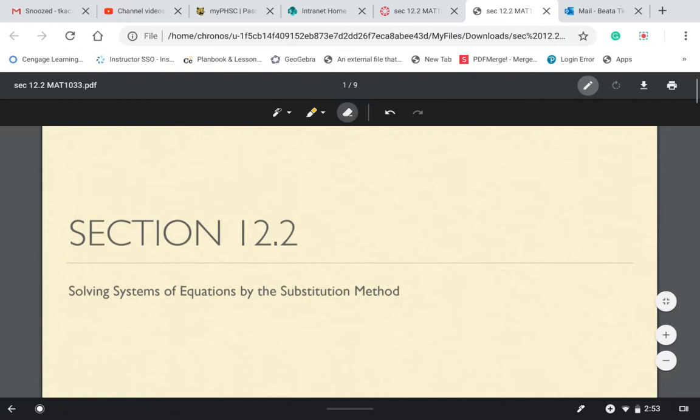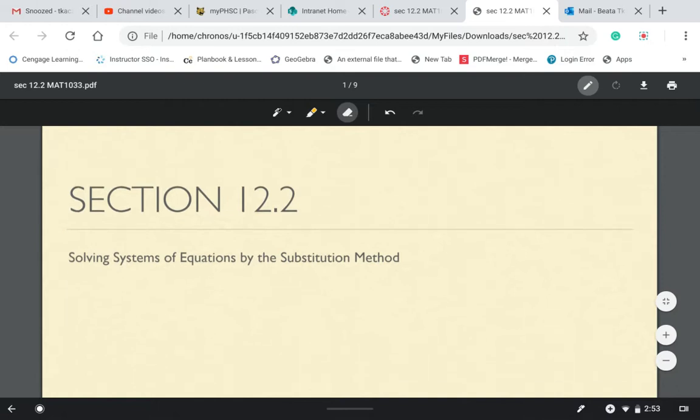12.2 is also about solving systems of equations. But in this section, we're going to focus on solving systems of equations using the substitution method. We're still going to have two equations which represent the graphs of straight lines, and we will try to find the point of intersection, if they're intersecting, without graphing. In this case, we're going to use algebra, and the method we're going to use is substitution.